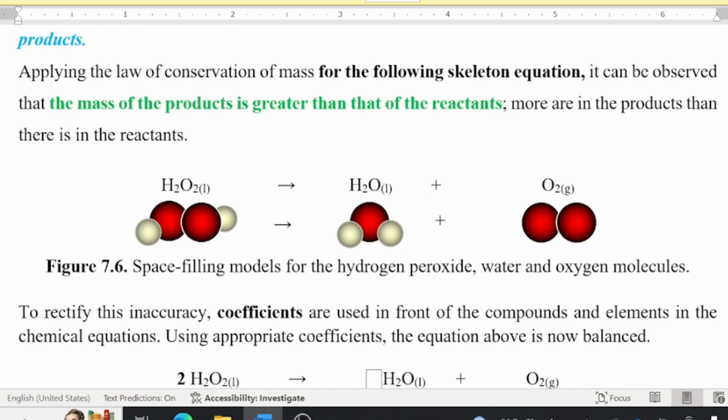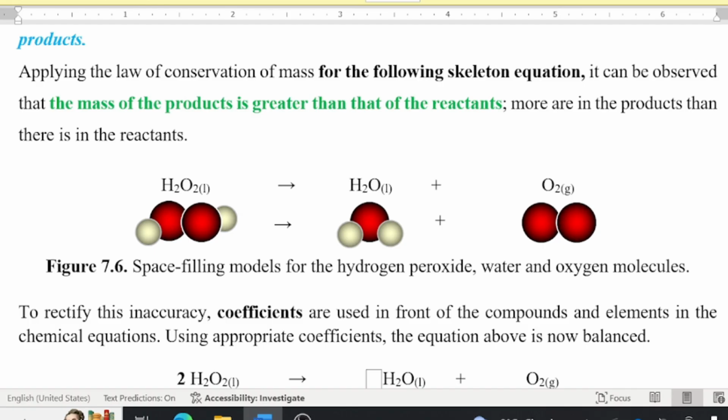Now, what we said before is that there's no change in mass, which means that the number of atoms of a particular element in the reactants must be equal to the number of atoms for that element in the products. So if we check up here, we're going to see if the number of atoms on this side is equal to the number of atoms on that side. Here you can see that the number of hydrogen atoms is 2 on each side. So that's fine. But on this side, we have 2 oxygen atoms, and over here we have 3 oxygen atoms.